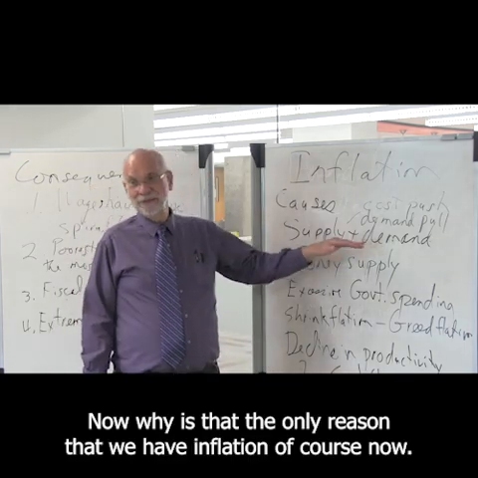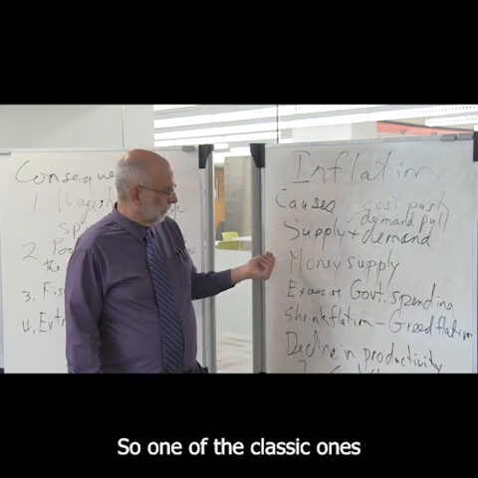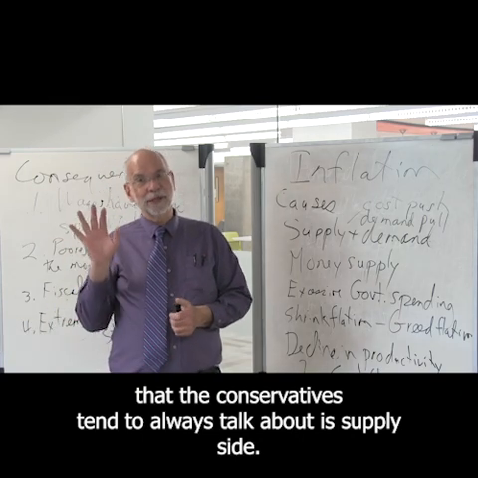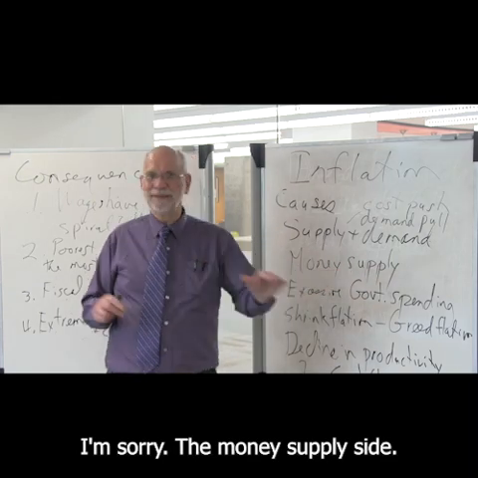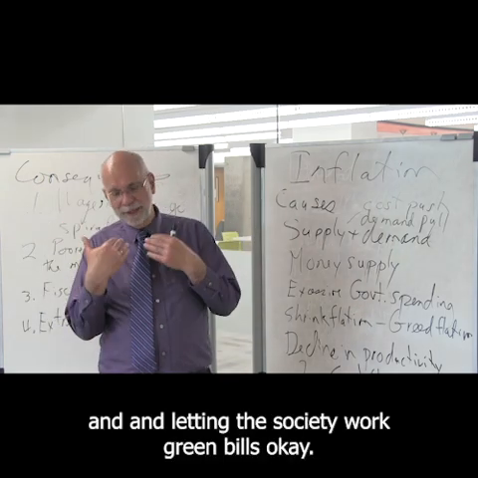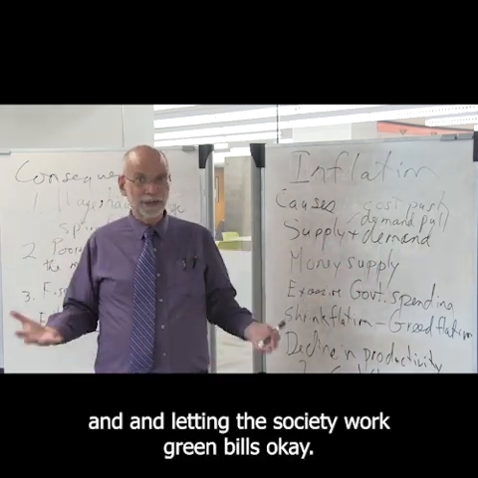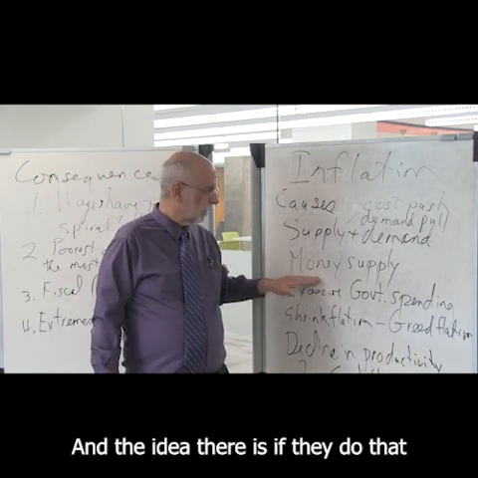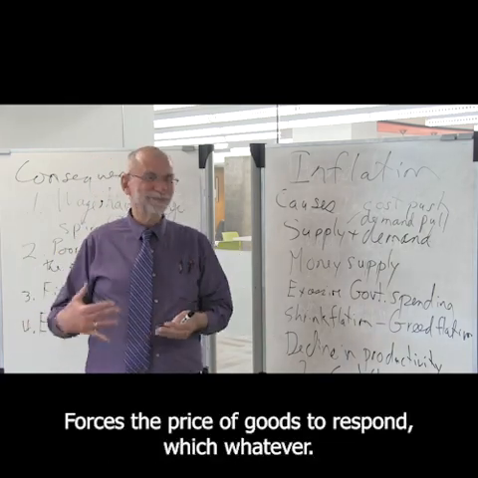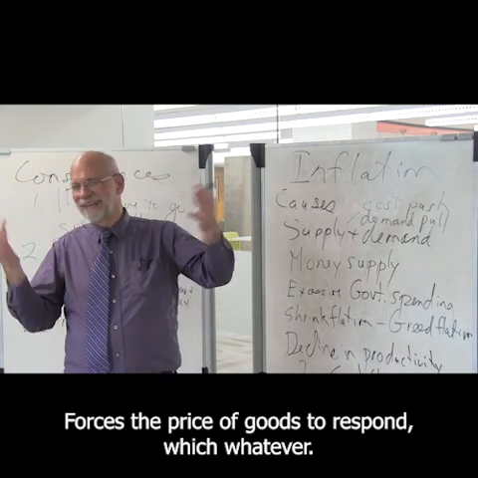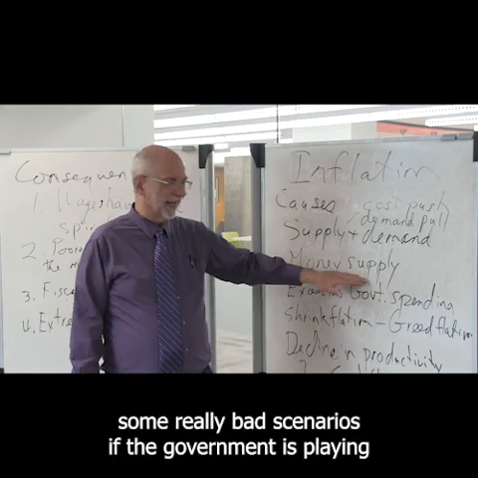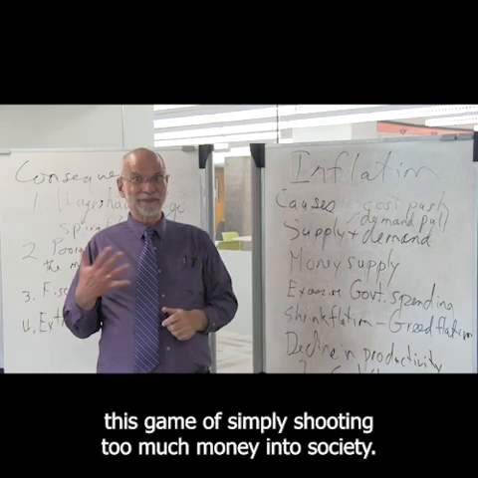Now, is that the only reason that we have inflation? Of course not. So one of the classic ones that the conservatives tend to always talk about is the supply side. The money supply side. Money supply means is the government printing too much green paper and flooding the society with green bills. Okay. And the idea there is if they do that, putting too much money out into society, it makes money less valuable, forces the price of goods to respond, I don't know, whatever. And the idea is that you can get into some really bad scenarios if the government is playing this game of simply shooting too much money into society.